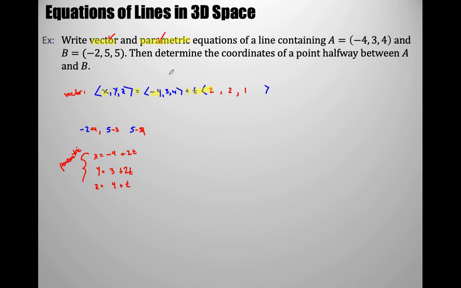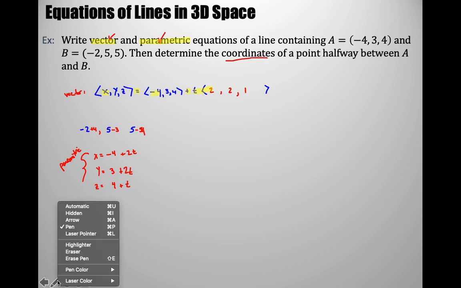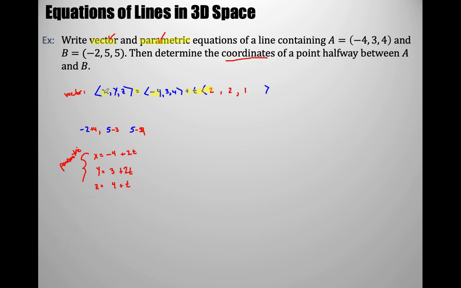Now what else did they ask me to do? Determine the coordinates. So the coordinates would be the x, y, and z of a point halfway. Well, halfway means what? A scalar. Scale the direction vector by a half. So, what do you want t to be?